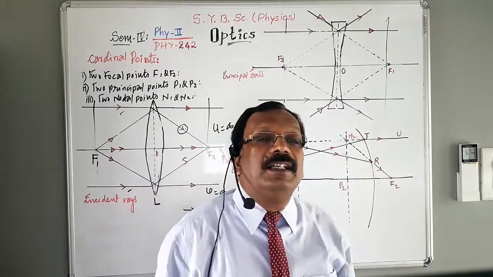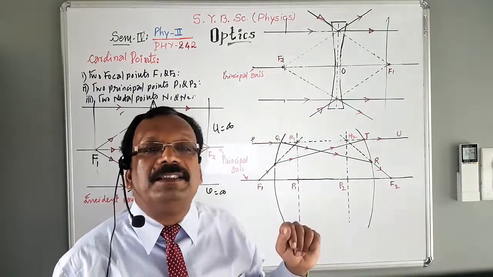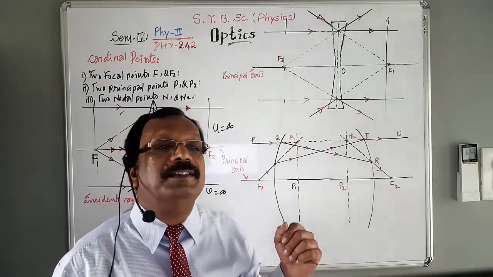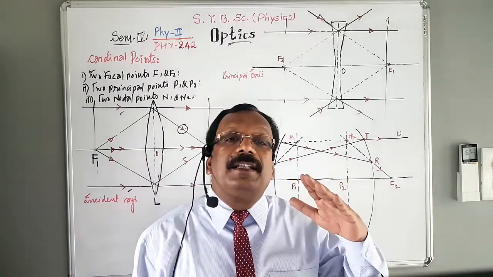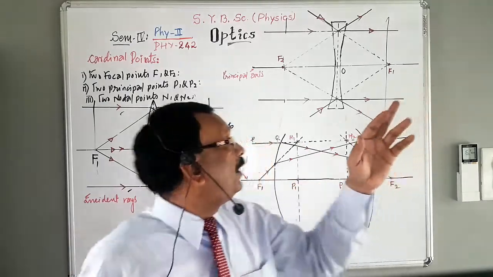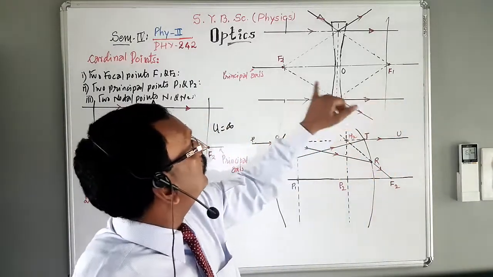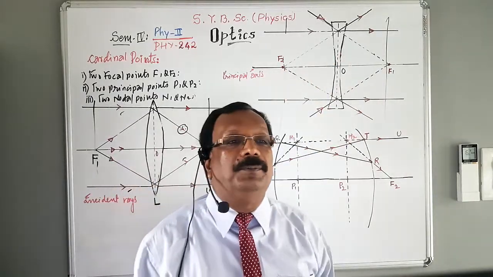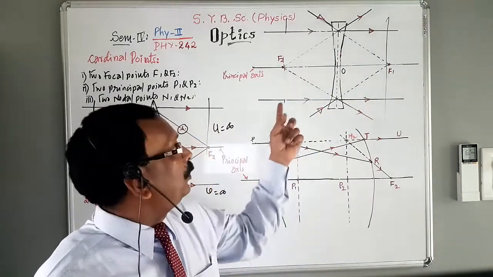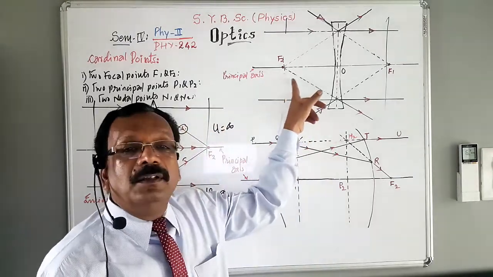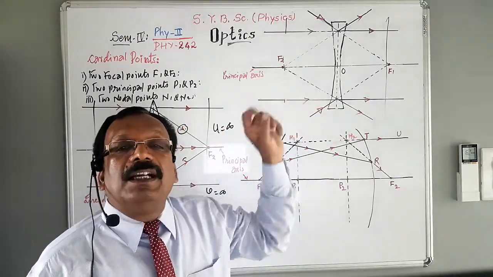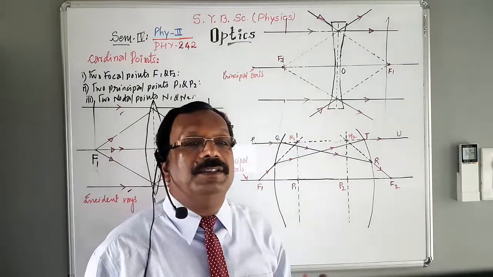That means consider a set of rays parallel to the principal axis incident on the concave lens, and after refraction the emergent rays appear to diverge from point F2, on the principal axis. The point F2 is called the second focal point or second principal focus of the concave lens.